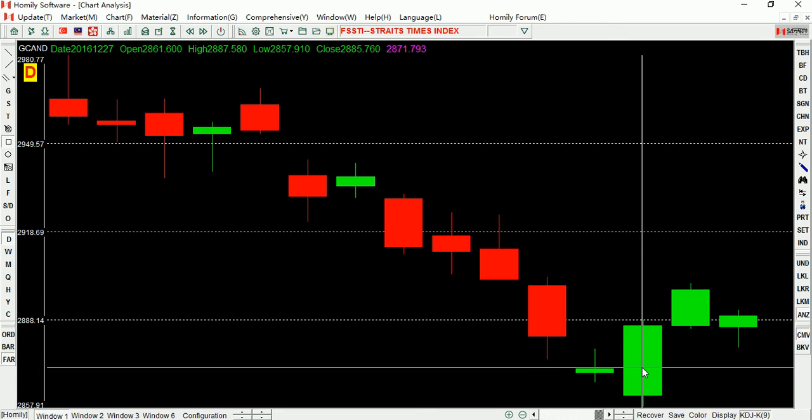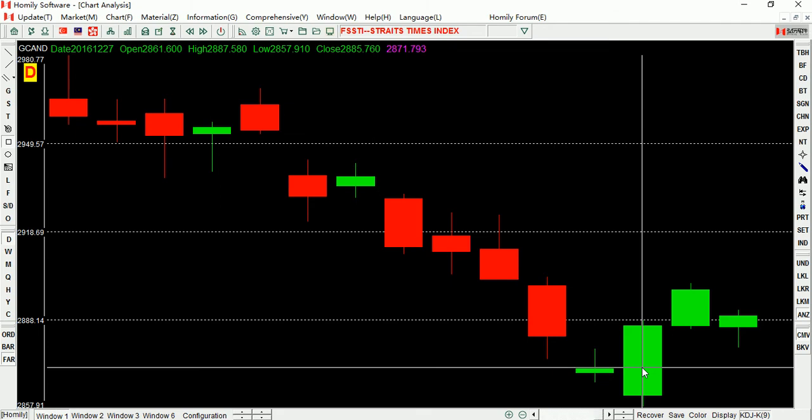Okay, so if we know this is the low point, then we can count the previous candlesticks. This is the one. The low price of this one is higher than the low point, so we can consider this is candlestick 2. Then this low price is higher than this one, and then this low price is higher than this one. We can consider this is candlestick 3, right?